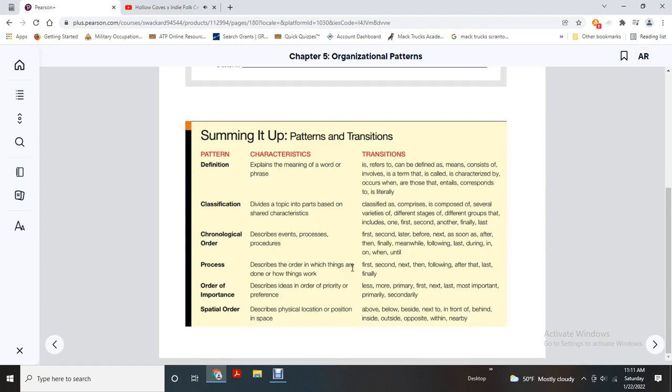Process pattern describes the order in which things are done and how things work. First, second, next, then, following, after, last, and finally. Order of importance describes either order in priority or preference: less, more, primary, first, next, less important, more important, primary, secondary. Spatial order describes physical location, position, and place: above, below, beside, next to, in front of, behind, inside, outside, opposite, within, or nearby.